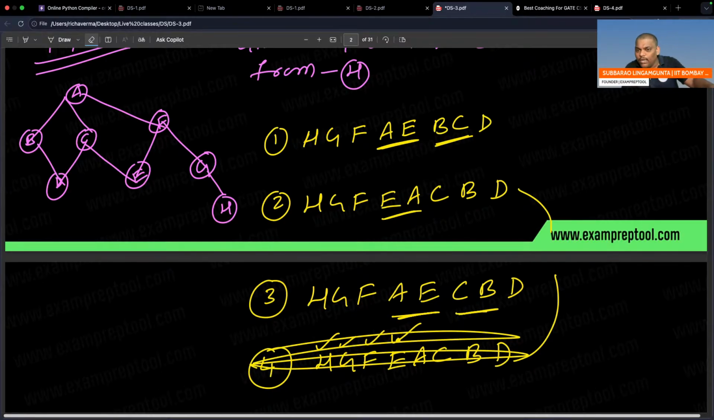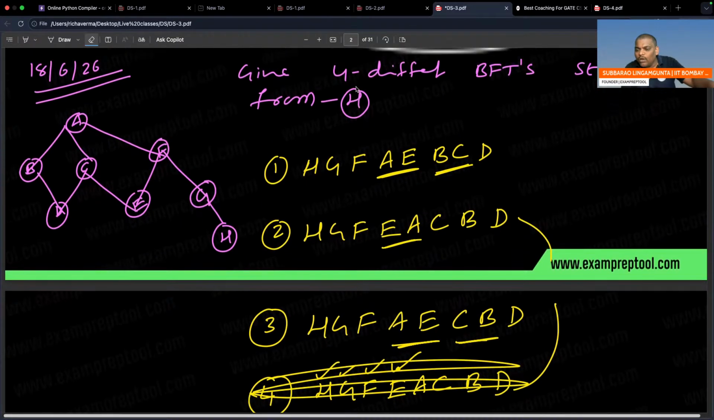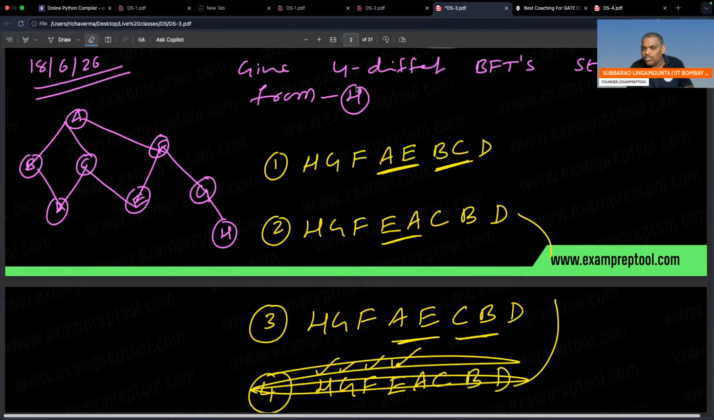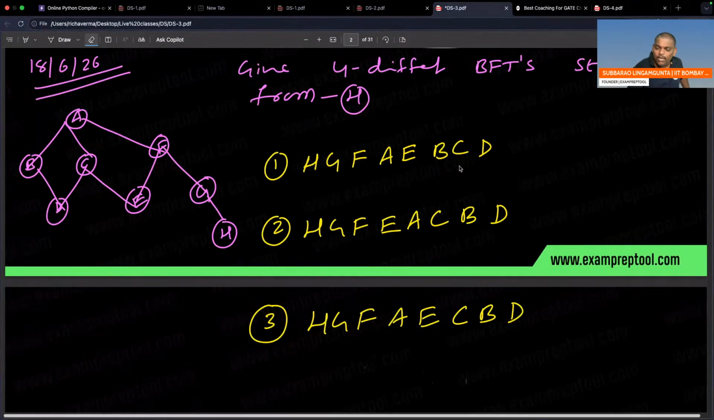4 are required. Someone is saying the 4th is not possible in this case. Arey bhaiya, see the problem. Akhtar bhaiya is saying that 4 different BFTs are not possible starting from H. How can you say that? See the question. So until now, can anyone give the 4th answer? If you know BFT properly, can anyone give the 4th answer?